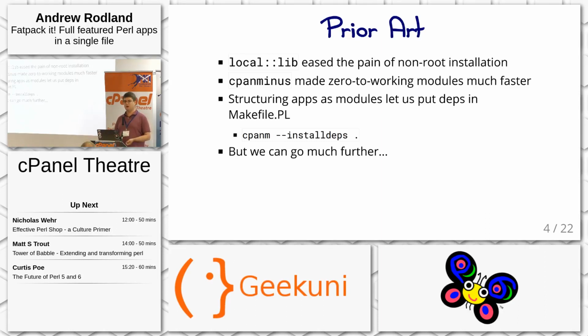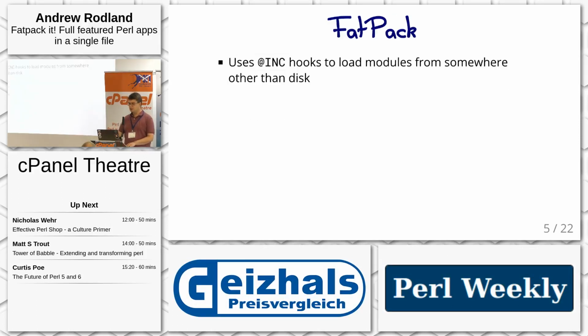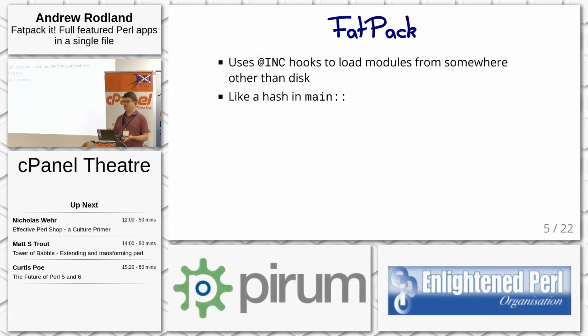But there is even more that we can do. Things have moved on since that, but some of this stuff is not really quite as well known. One of them is Fatpack. Perl has had for quite some time @INC hooks. You can have something other than a directory name in @INC. It can be a piece of code or an object that gets called when a module needs to be loaded, and it just has to provide the module source. It doesn't have to come from the disk. For example, you could put a hash in main that is just full of module text.